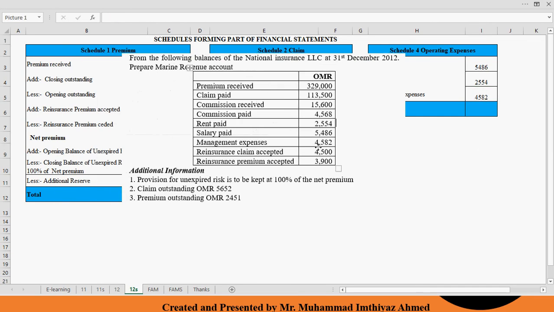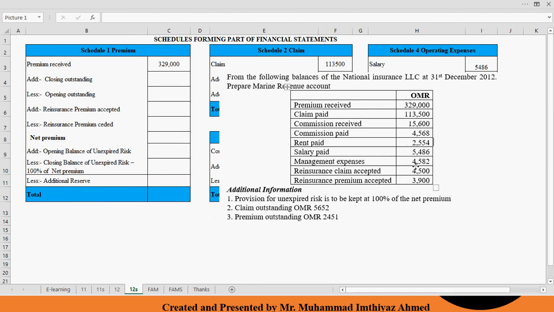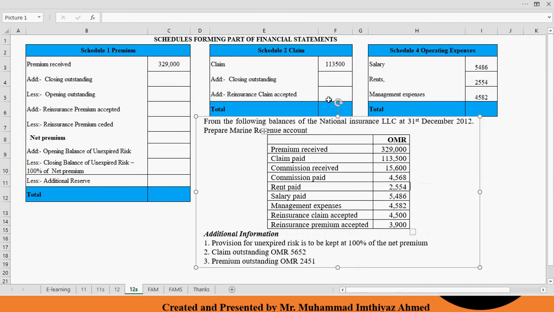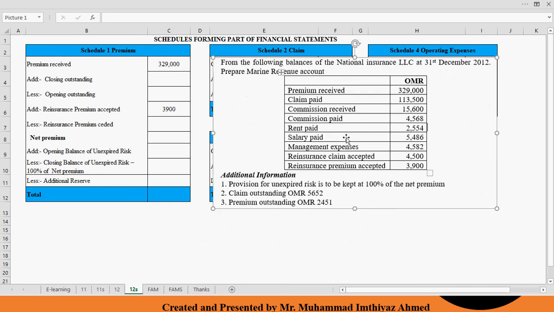So we need to enter the next part, which is reinsurance claim accepted. Please keep in mind we need to always add accepted 4,500, as well as reinsurance premium accepted. That also we need to add in premium. So we have entered the item. Now we are moving to the additional information.